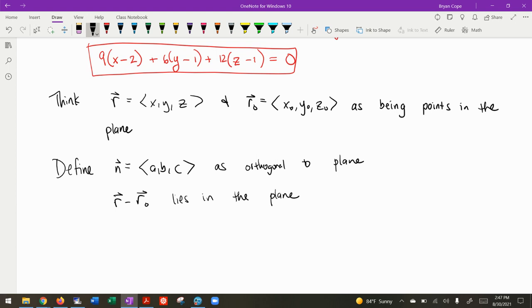So r minus r naught lies in the plane. So we could say r minus r naught dotted with n equals 0, because if you have something in the plane and you have the orthogonal vector, then those two will have a dot product of 0. Well, r minus r naught is just x minus x naught, y minus y naught, z minus z naught. I mean z naught.